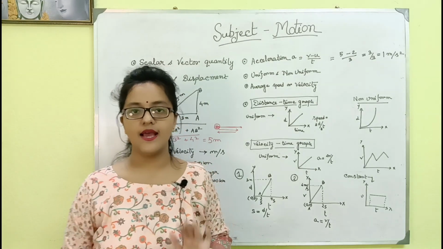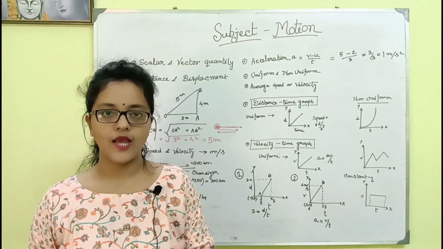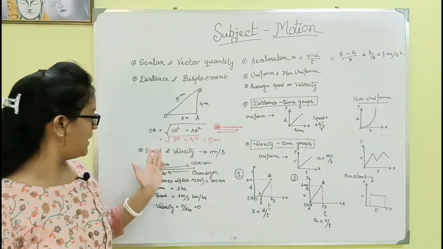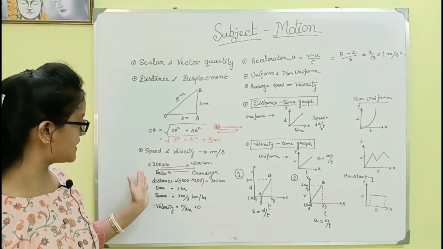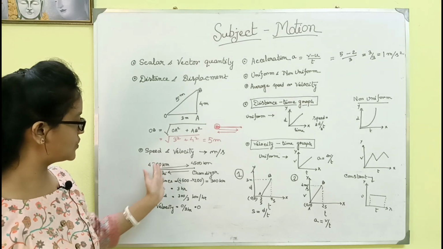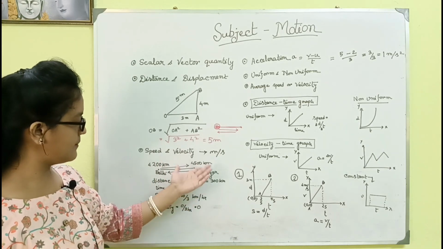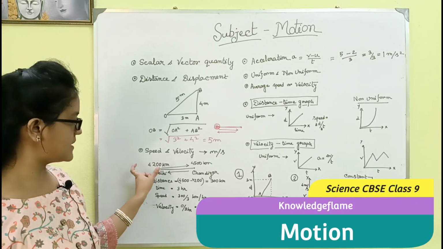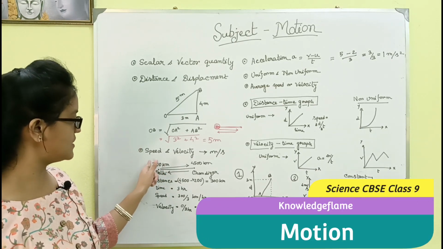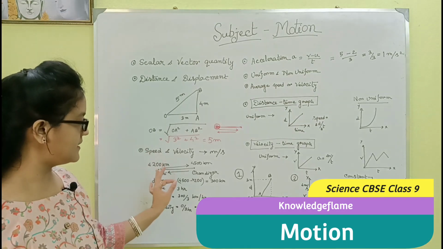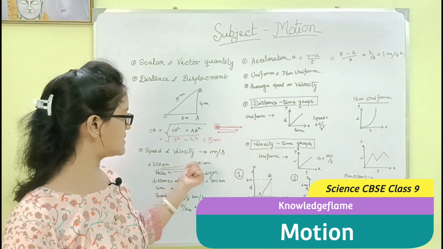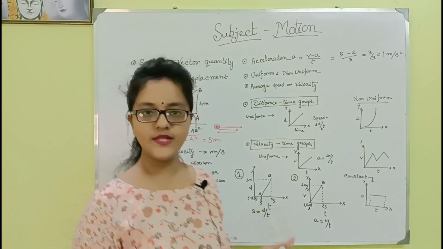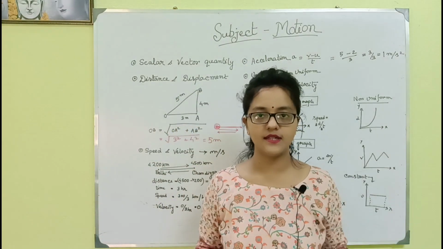Here is another type of problem you can face in your exam paper: a bike rider starts his journey from Delhi, goes to Chandigarh and then comes back to Delhi. The initial odometer reading was 4,200 km and the final odometer reading is 4,500 km. So, by the odometer reading, we can find the distance.